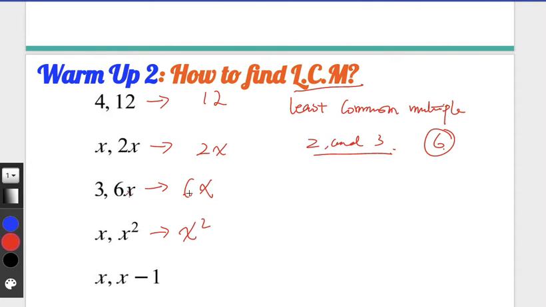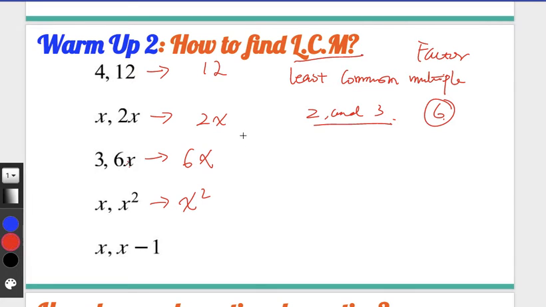One thing I want to remind you, it is very easy to get confused with greatest common factor. Remember, factor and multiple are exactly opposite terms. For example, 3 is a factor of 6, and 6 is a multiple of 3. Okay, so a multiple is something you multiply to get that number.